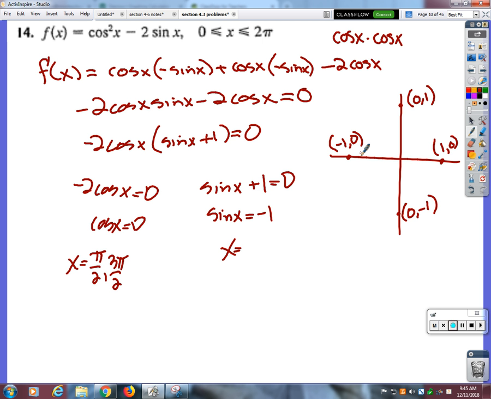The y-coordinates of which of these points is -1? This one, this one, this one, or this one? What's the y-coordinate of this point? 0. So that's not what we're looking for. We want the y-coordinate to be -1. What's the y-coordinate of this point? Don't want that one either. What's the y-coordinate of this one? Throw it out. What's the y-coordinate of this one? Aha. So this is the one that we're looking for. How many radians is that?